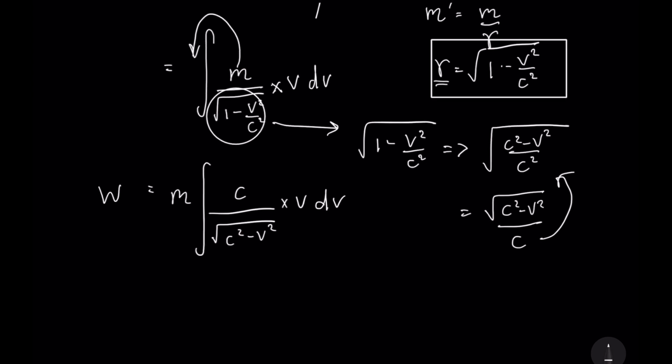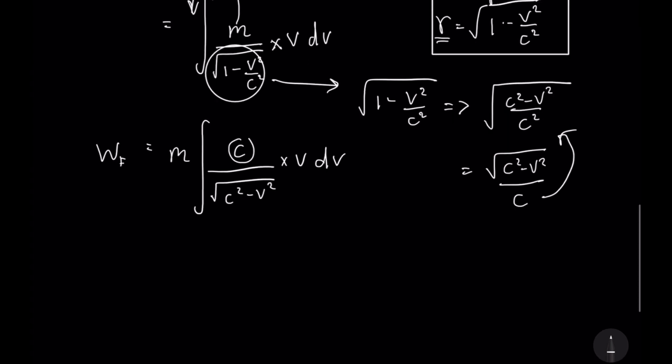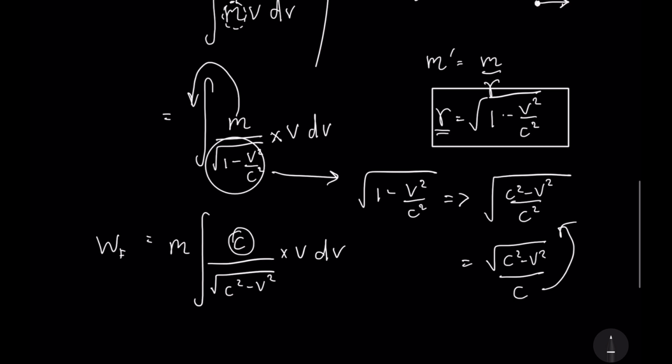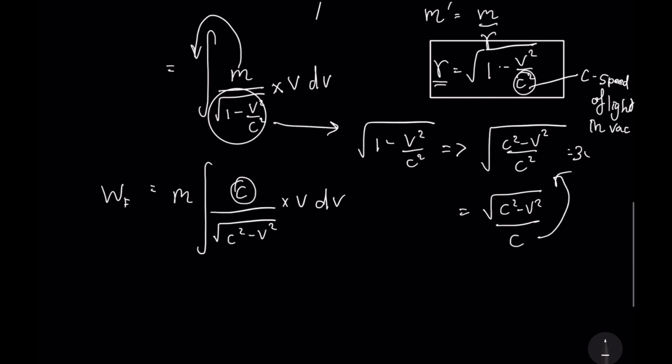Now this is again the work done by the force on the mass. This c is the speed of light. I'm sorry, I didn't mention that earlier, where c is the speed of light, and it's approximately equal to 3 into 10 raised to 8 meters per second.